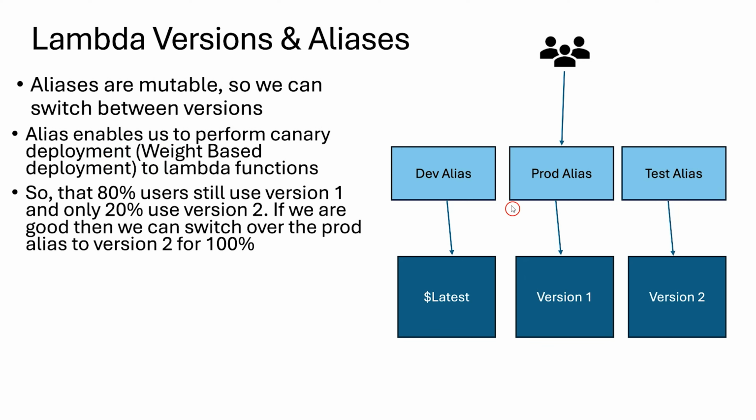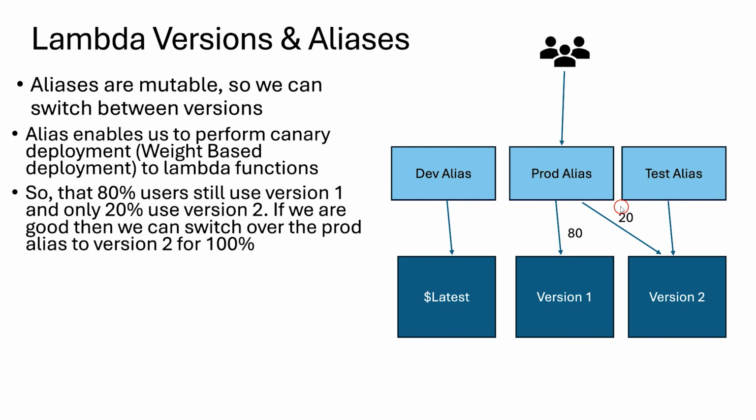What we can do in the Lambda function is say the prod alias points to both versions. We can say the prod alias still uses version 1 for 80%, and we will point the prod alias to version 2 also and give it some weight, that is 20%. So 20% of the users use version 2. By using this canary deployment, 80% of the users can still use version 1, and a small part of users are tested with version 2 in production itself.